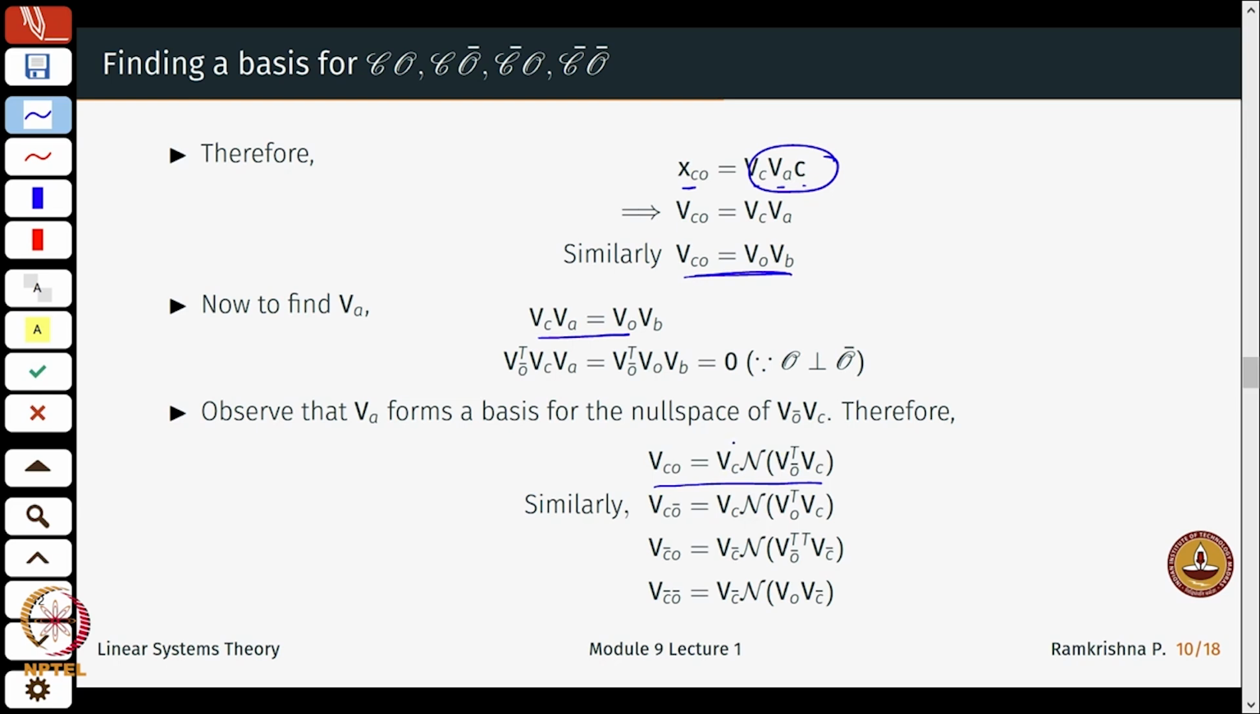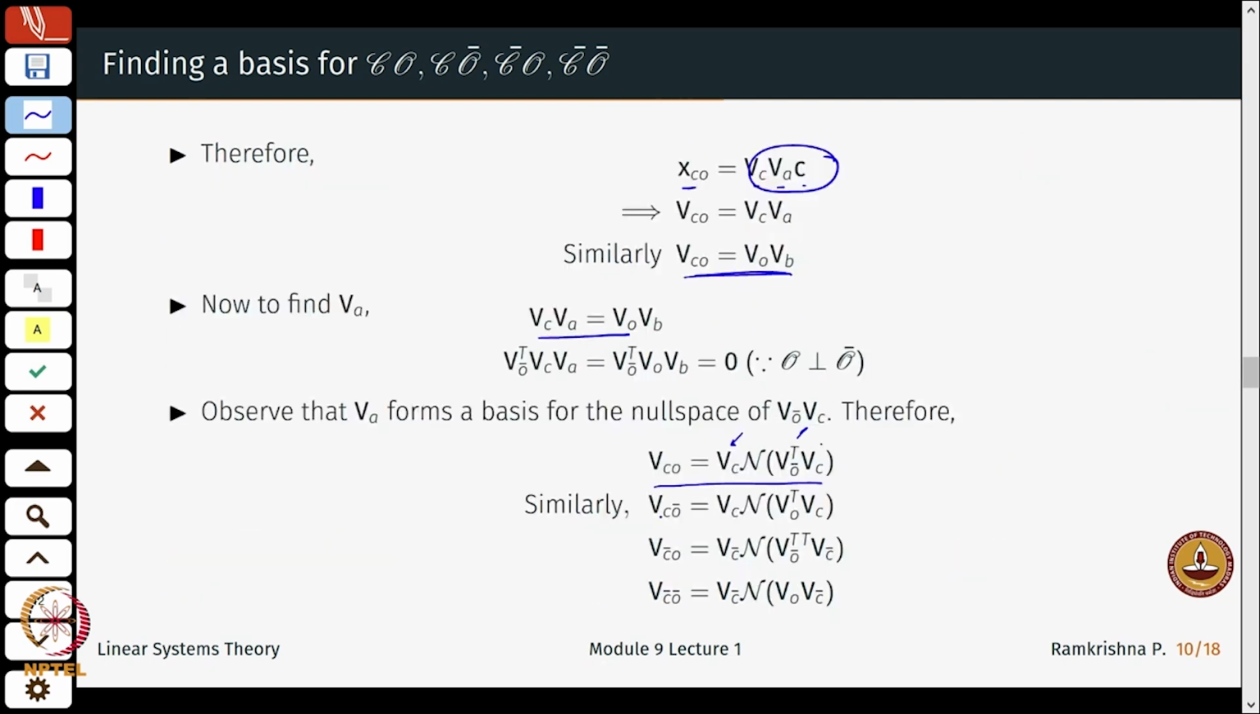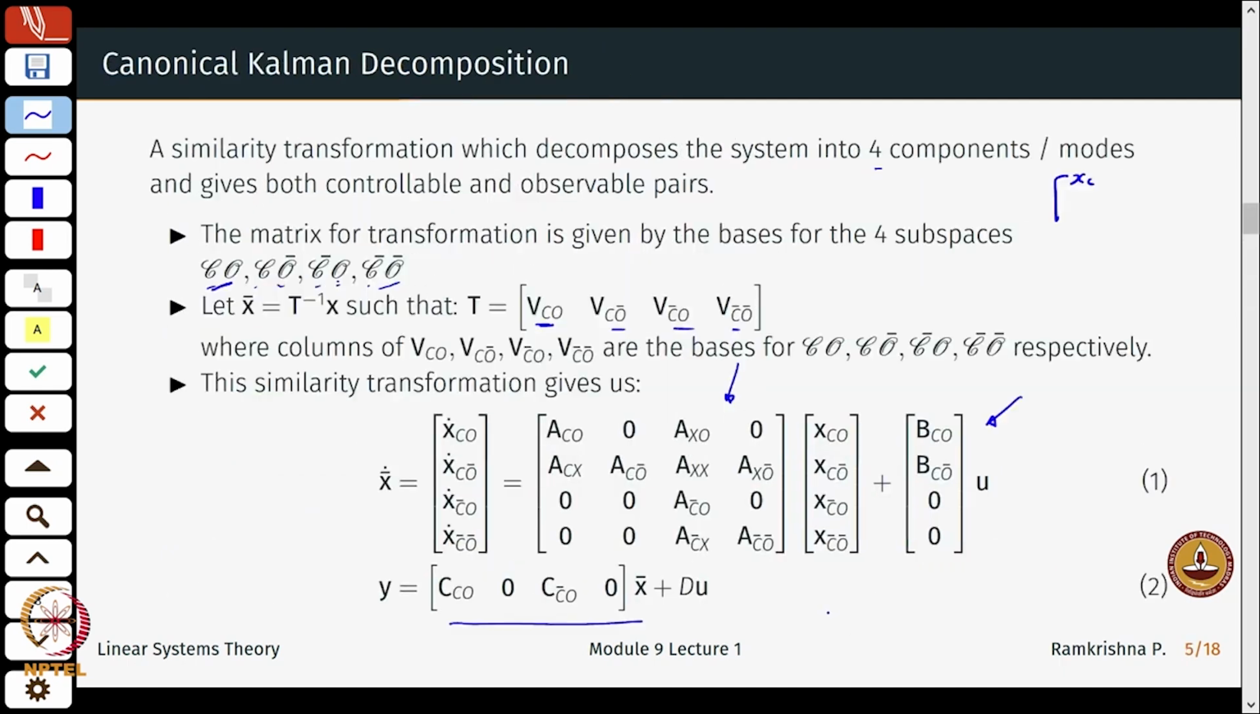Now, I know each of this, right. I know V c, I know this one, and I also know this one from the decomposition, which comes from somewhere over here. Okay. Similar steps I can derive now V c o bar, V c bar o, and V c bar o bar. Very similar steps. Okay. And then I just use this nice property here, right. And therefore, now with these steps I now know what is this T that will take me from a given system to its decomposed form explicitly into its modes, which are both controllable and observable, controllable but not observable, observable but not controllable, and neither controllable nor observable.